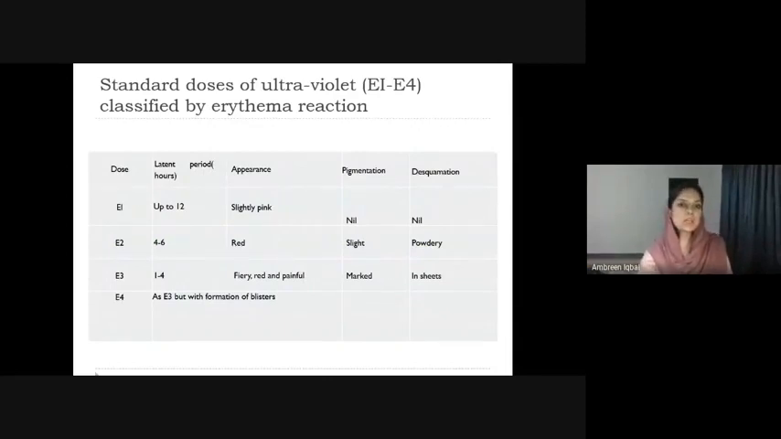So this is all about E1. This is the latent period of E1. In this period it appears slightly pink, while it does not show any pigmentation. I'll tell you about pigmentation and desquamation soon in the coming slides. It does not have any desquamation.